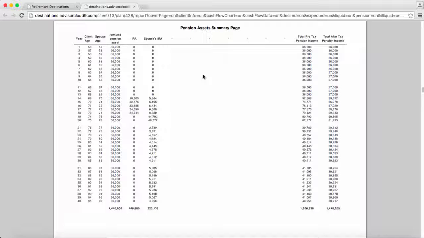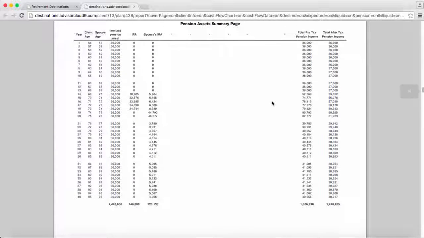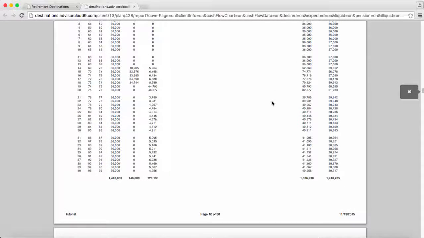So the first page down is the pension assets summary page. Account balances of each pension account is shown on the left side of the page as an annual breakdown. On the right side of the page, you'll notice after-tax pension income and exactly how much, if any, was withdrawn from each account each year to fulfill income needs.